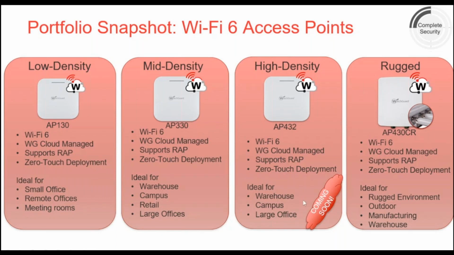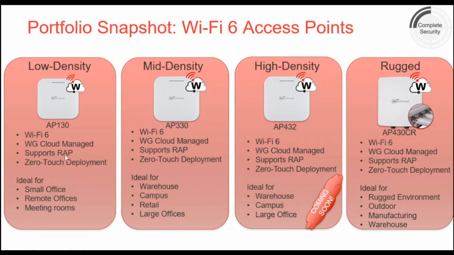So we have here three access points that are going to be indoor, the 130, 330, and 432. And we have the one for outdoor, which is going to be the 430CR. As you can see, they all support Wi-Fi 6. They are all going to be managed by WatchGuard Cloud. They all support remote access point. We will touch on this.